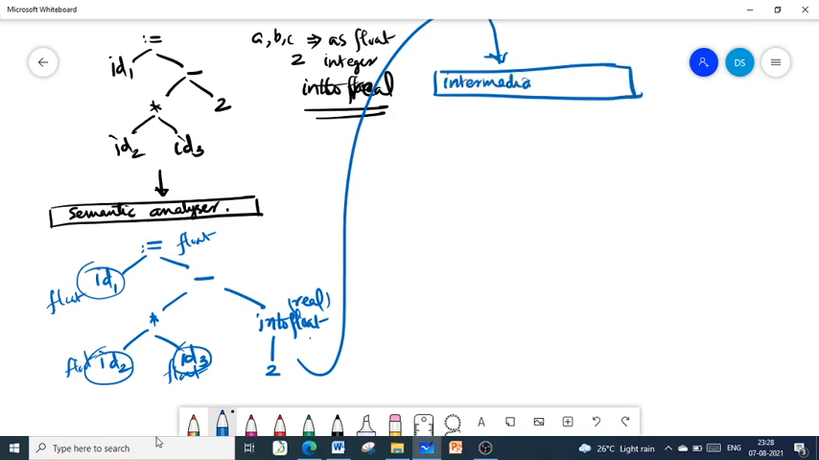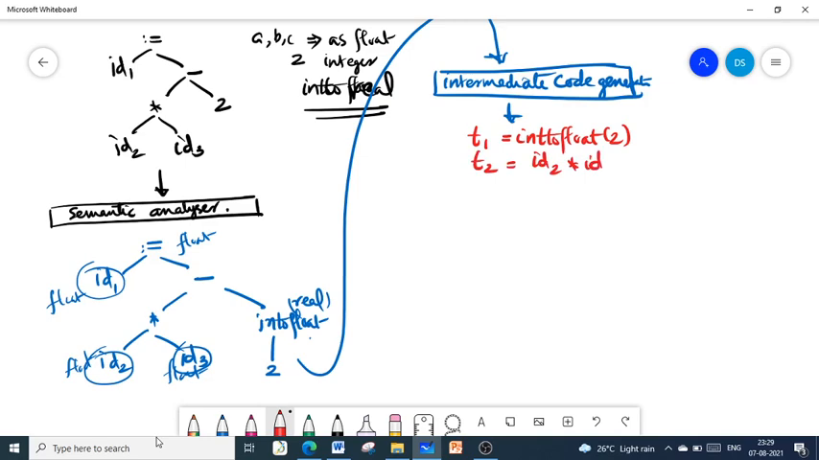Intermediate code generator. As we all know, the intermediate code generator will use different temporary variables. First I can write the int to float of 2. That is the first conversion, given as a temporary variable t1.